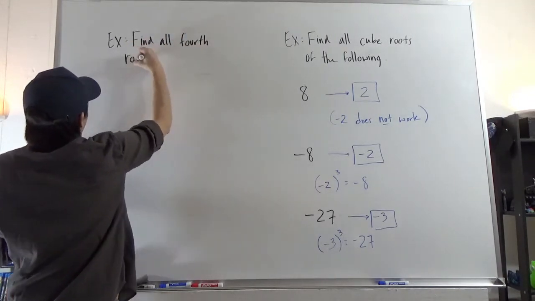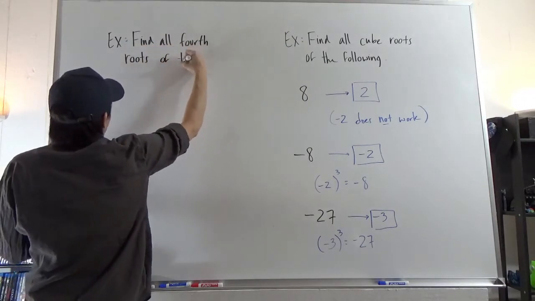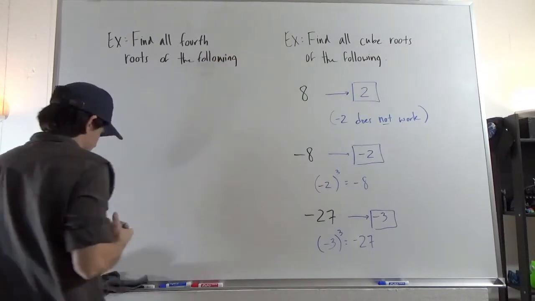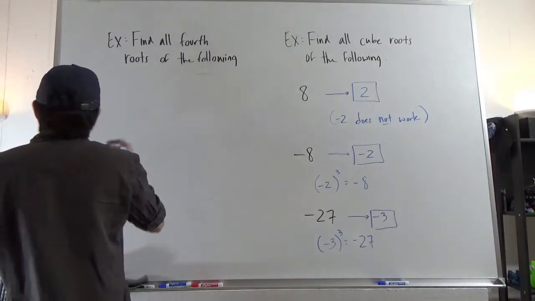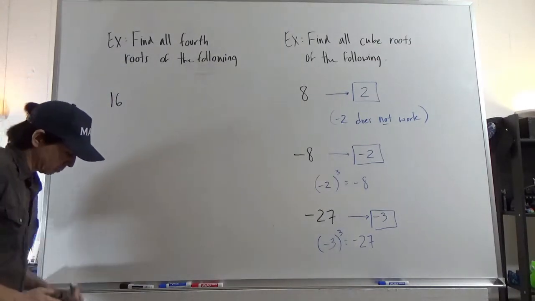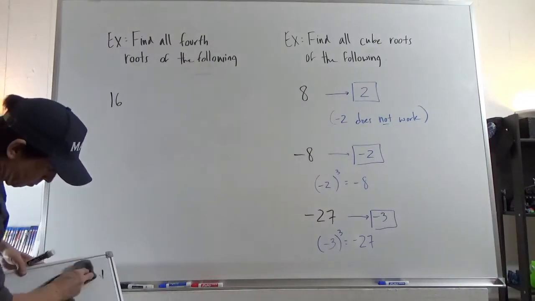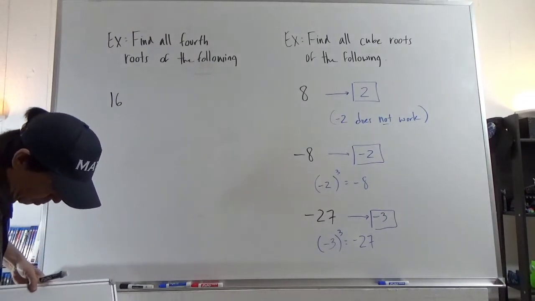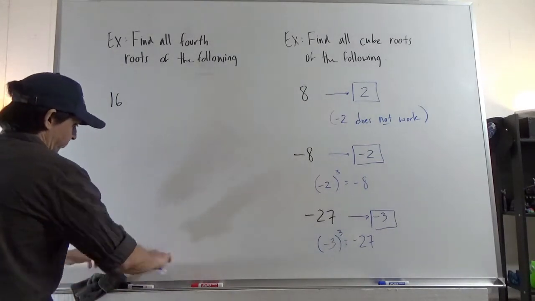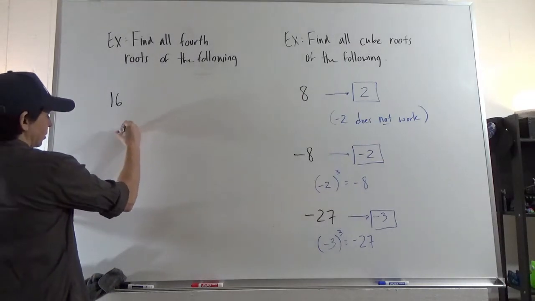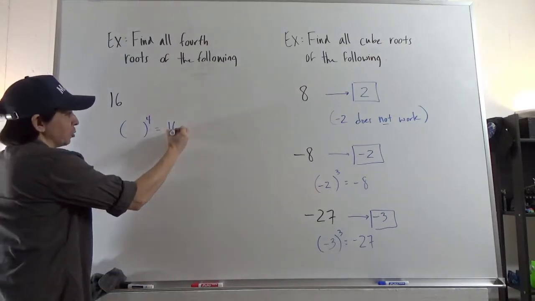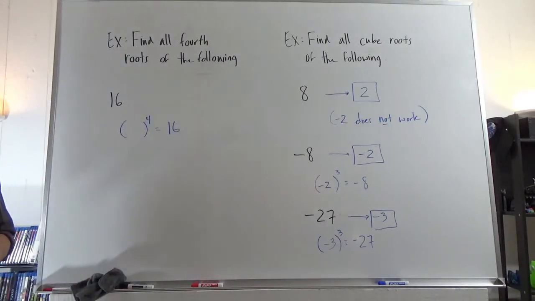Here we're going to find all fourth roots of the following. Think about what we're doing here. A number that when you raise it to the 4th power, you get back 16. Again, you don't have to ever write this out, but it's helpful sometimes to think about it. We're going to get to larger numbers, higher roots, and this process can be helpful.